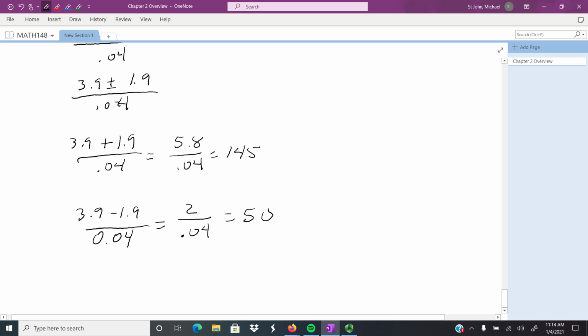So in this case, there are two break-even points for this one. One is at 50, the other is at 145. So anywhere between 50 and 145, they're making money. Outside of that, they would be losing money in this example. And that will conclude this video.